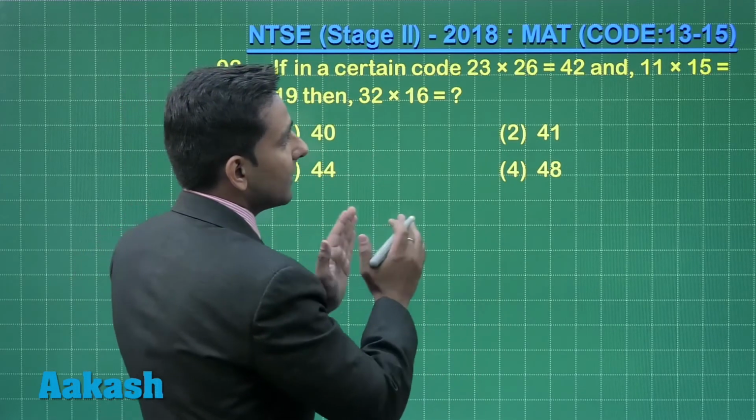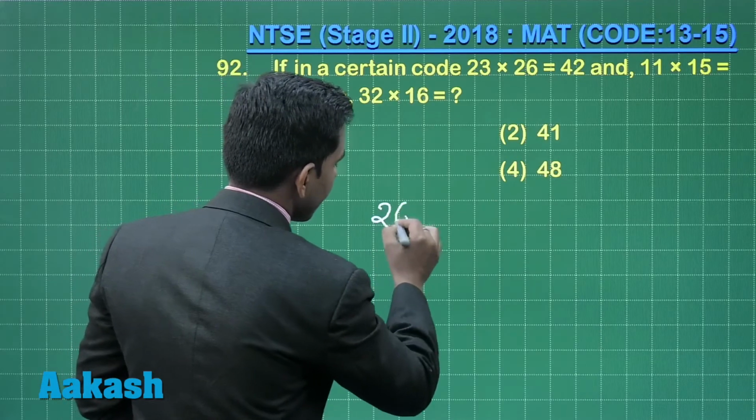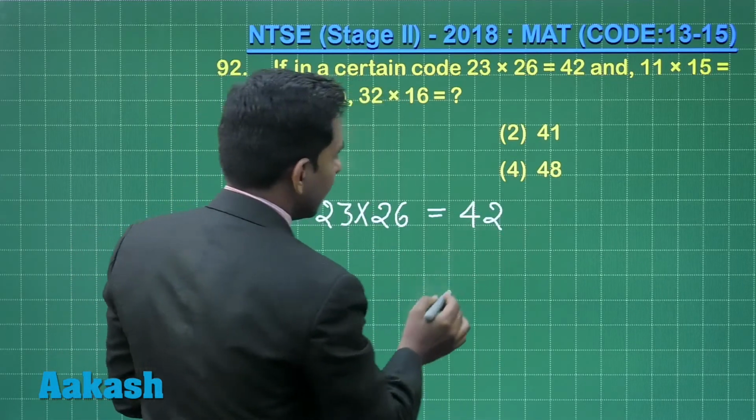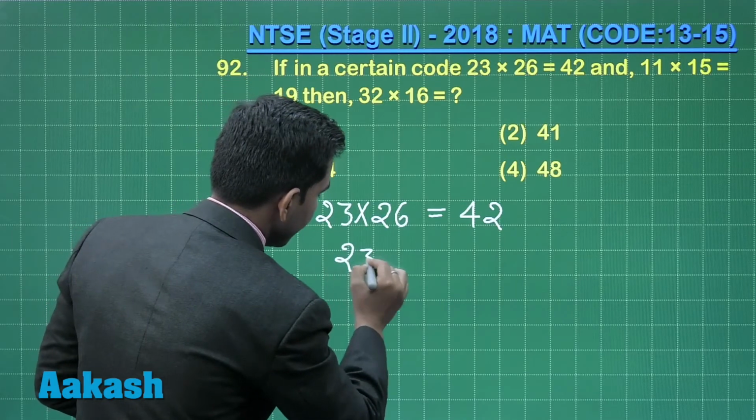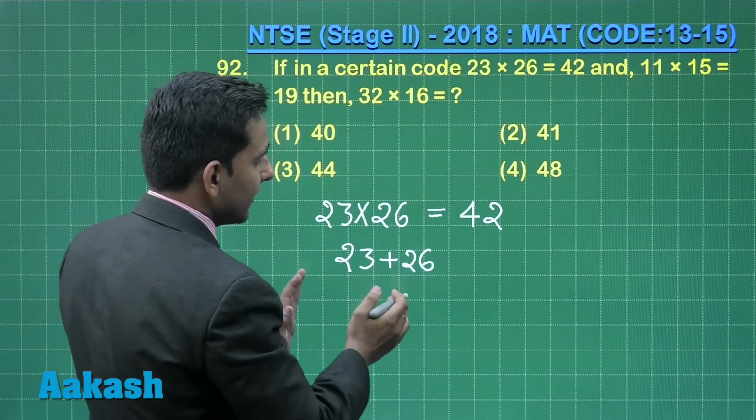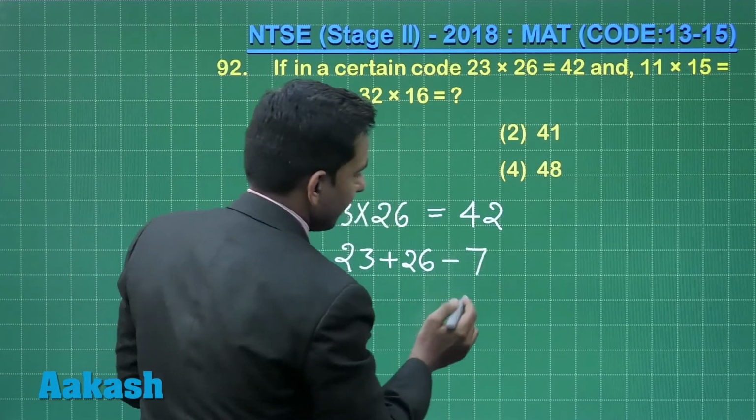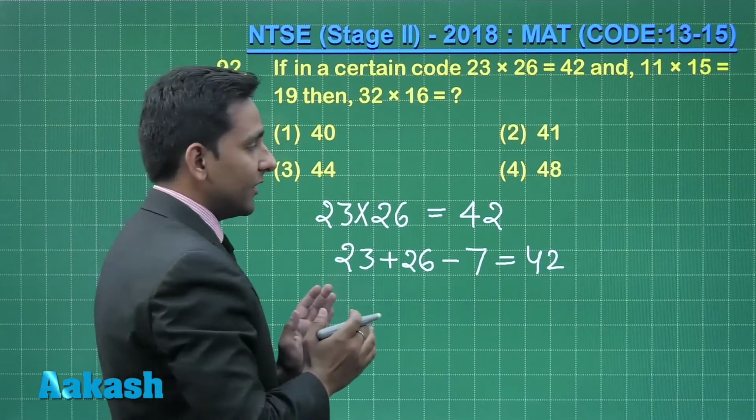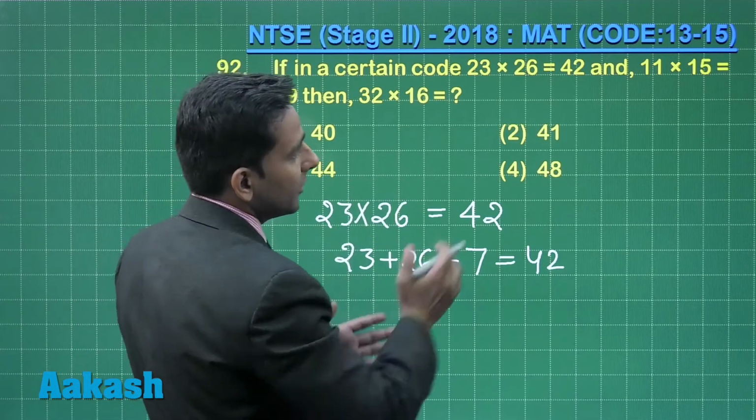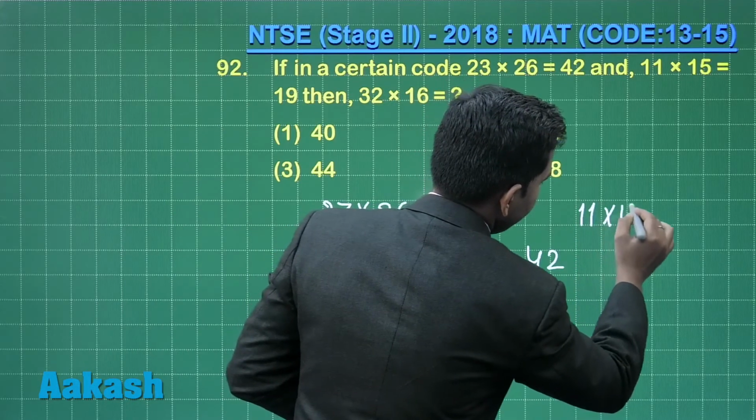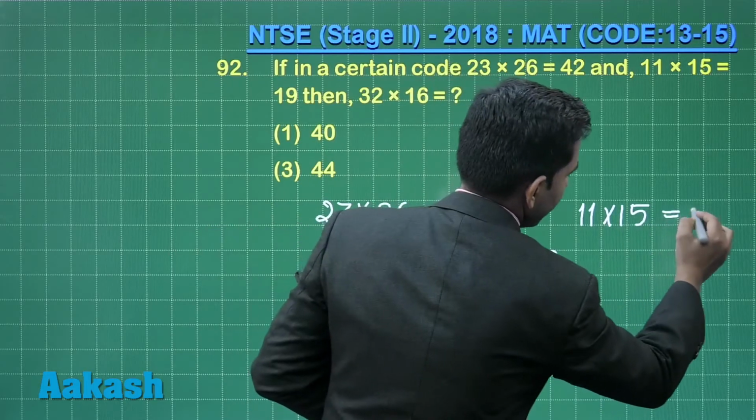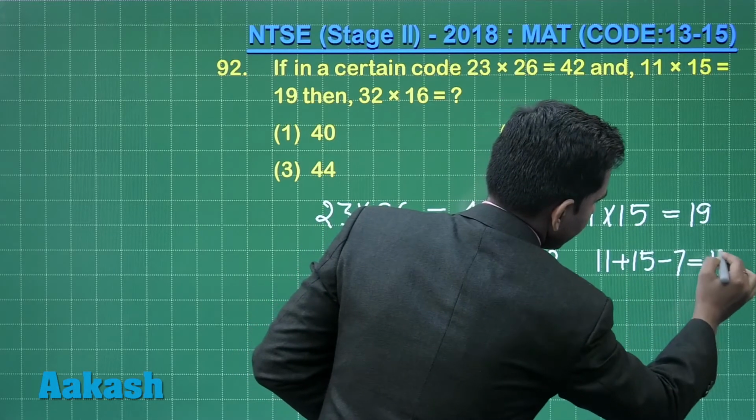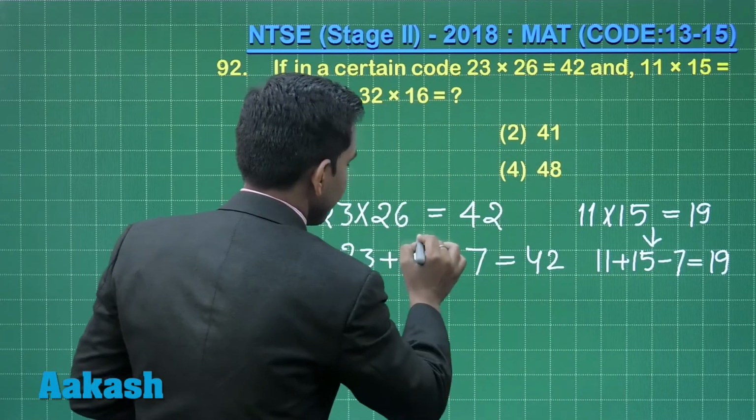So here we have 23 multiplied by 26, which gives 42. So we can write that 42 is obtained when we add 23 and 26, and then 7 is subtracted from the result to get the number 42. So this is the coding pattern of this expression. Further we can decode 11 multiplied by 15, which gives 19. We can write 11 plus 15 and then subtract 7 from the result to get 19. So this is the coding pattern for the given expressions.